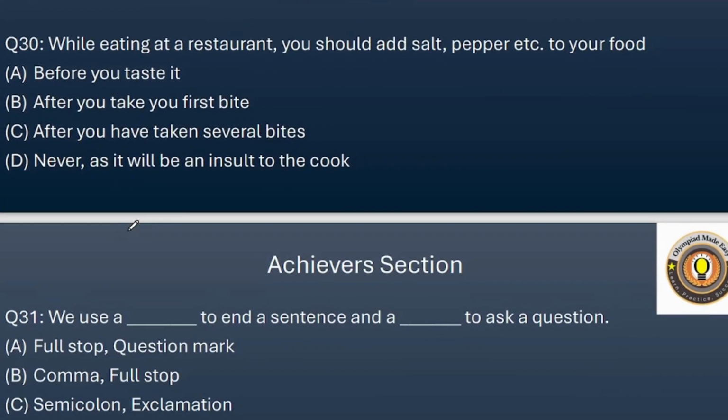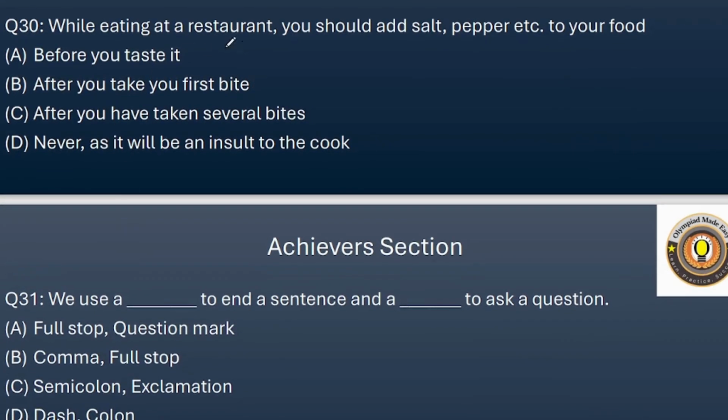Last question of life skills, then we'll move to achiever sections. While eating at a restaurant, you should add salt, pepper, etc. to your food before you taste it? No, before tasting. How would you know whether you need extra salt or pepper? After you take your first bite, yes, quite possible. After you have taken several bites, no. After the first bite, you should know whether you need extra salt or pepper. Never, as it will be an insult to the cook, is it? But what about the taste if the salt and pepper are not appropriate? So after you take your first bite should be the answer, right?